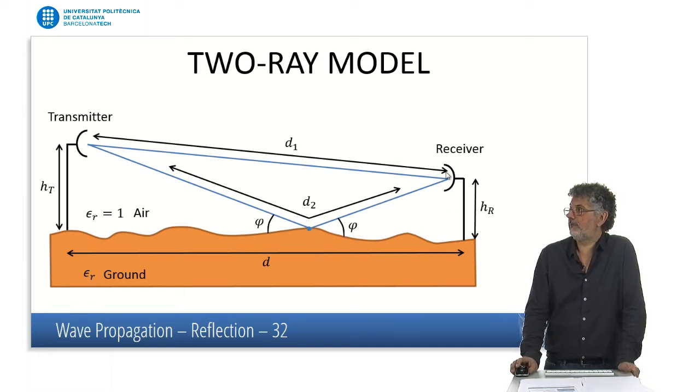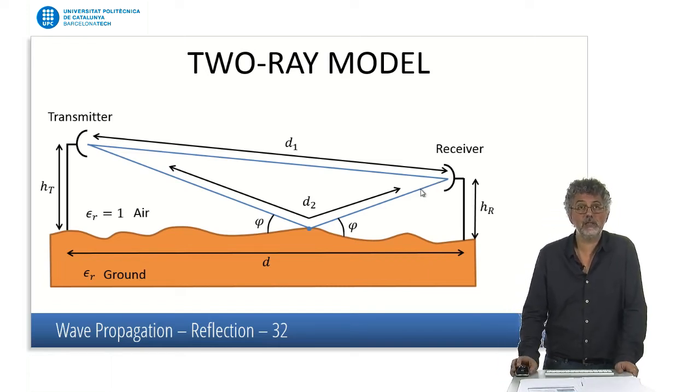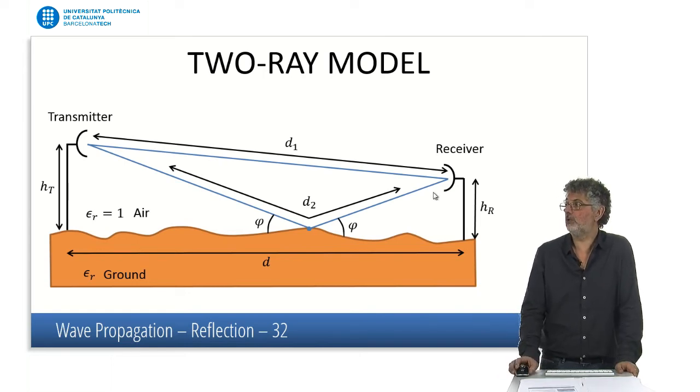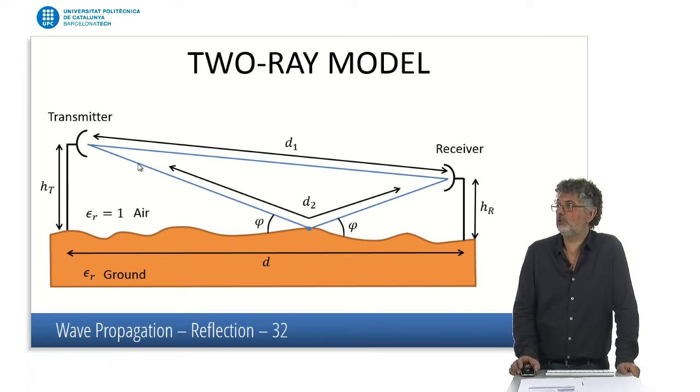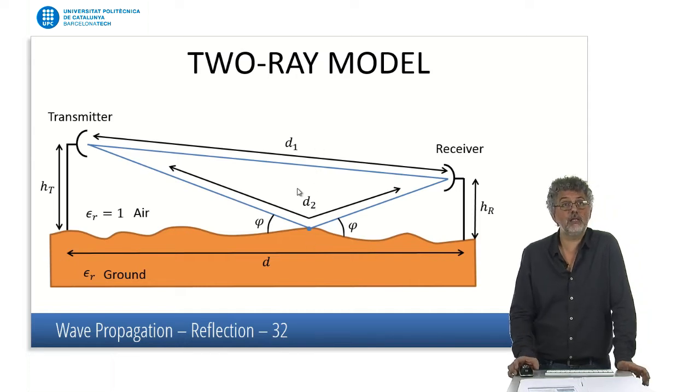Now, here at the receiver, we'll have the combination, if you want interference, of the direct path wave and the reflected wave. And of course, depending on whether they are in phase or in opposite phase, I will have a constructive or a destructive interference. Notice also that for most situations, if this distance is large compared to the antenna height, the incidence angle, remember that we measure the incident angle from the vertical, is close to 90 degrees.